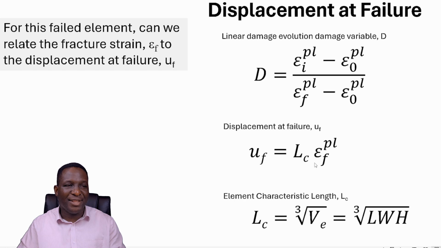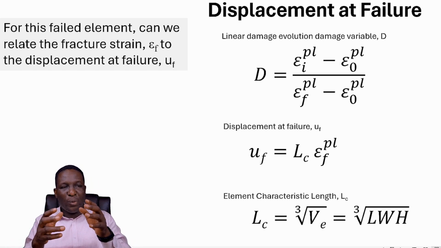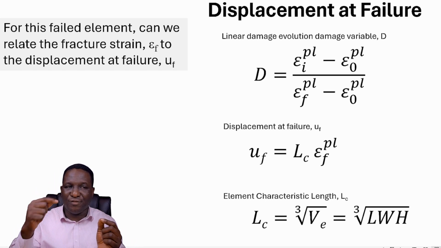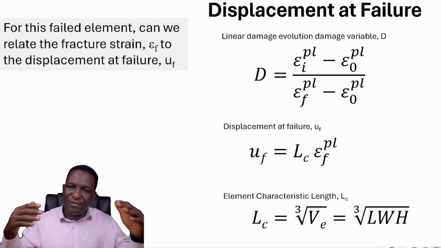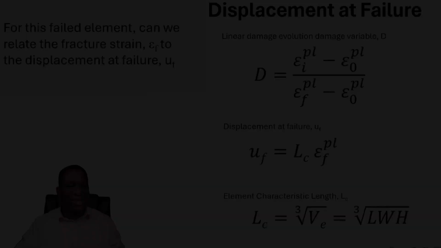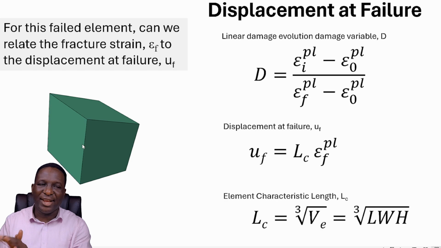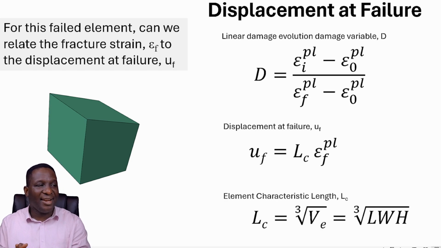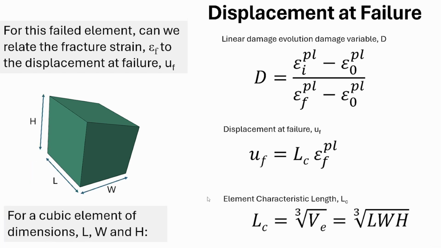So basically, displacement divided by the original length equals strain, the fracture strain. But this length is called the characteristic length. Remember, we're dealing with an element, so we want the characteristic length of the element. Different elements will have different characteristic lengths, but for the case that we're dealing with, which is sort of an equidimensional element, the characteristic length is actually the cube root of the volume of that element. So for this element with a length, width, and height, the characteristic length is the cube root of that length, width, and height.